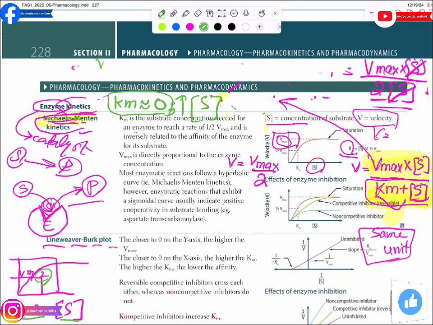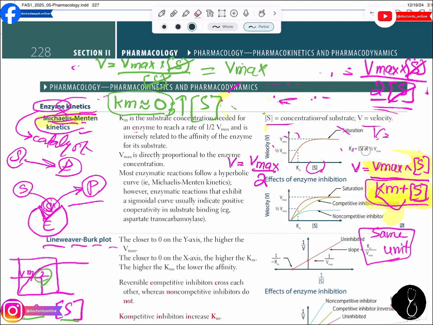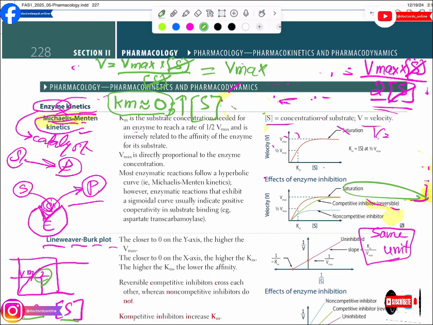This equation becomes velocity equals Vmax multiplied by substrate divided by Km, which is 0, so we are not putting Km, only the substrate. The substrate cancels with the substrate, and the answer is Vmax. So by this condition, we conclude that if the value of Km is approximately 0 or very low, then velocity can be equal to Vmax.